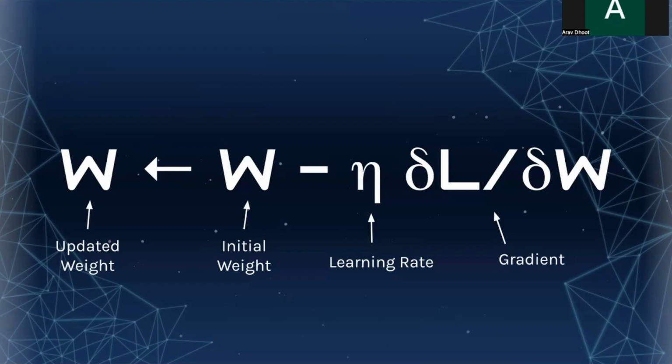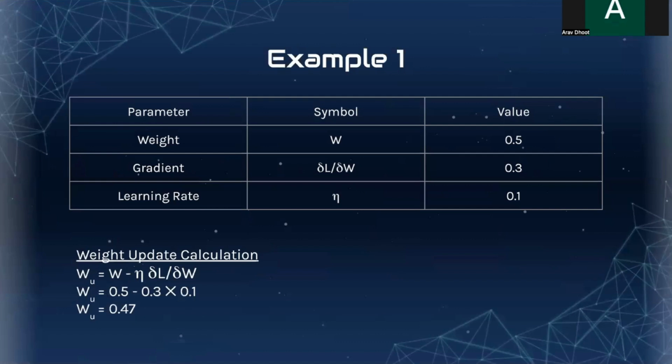Let me show you how this works with a concrete example. Suppose we have a weight of 0.5 and we compute that our gradient is 0.3. Our learning rate eta is 0.1. The update would be 0.5 minus 0.1 times 0.3, which would give us 0.47.